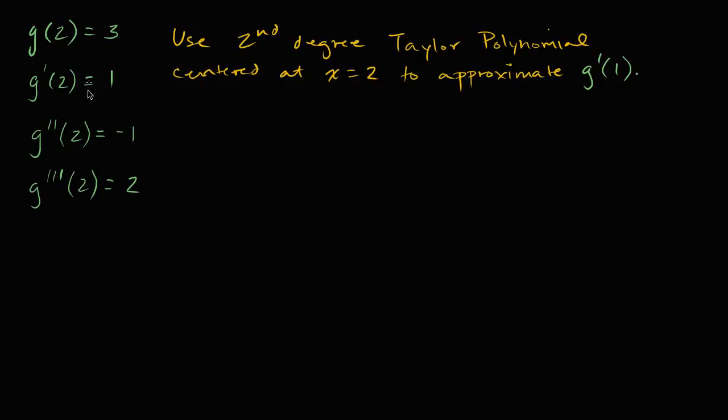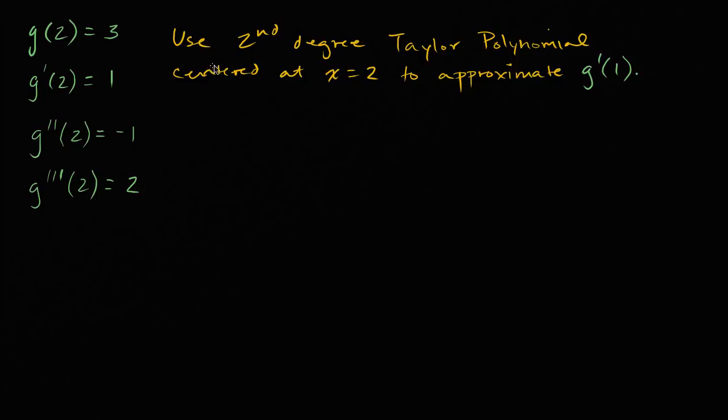So let's say we've been given all of this information about the function g and its derivatives evaluated at x equals 2. So we know g of 2 is equal to 3. g prime of 2 is equal to 1. The second derivative of g evaluated at 2 is negative 1. The third derivative of g evaluated at 2 is 2.